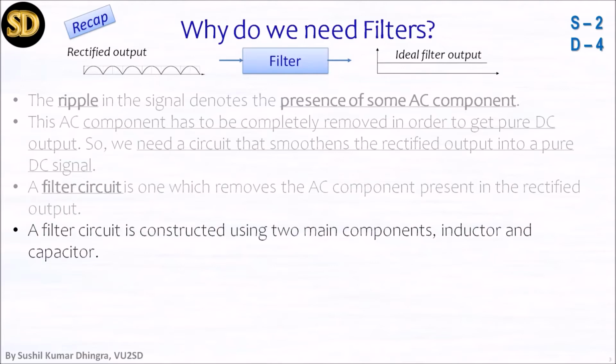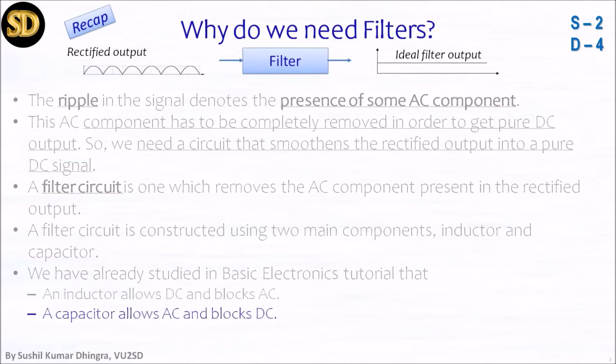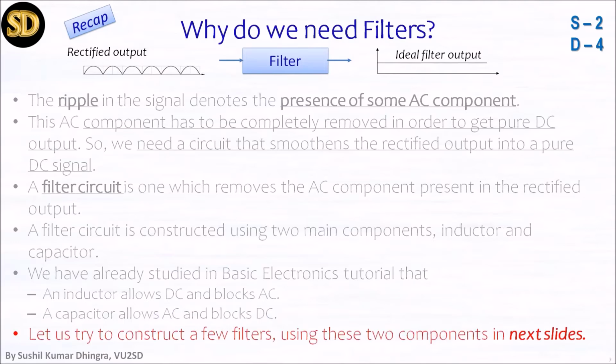A filter circuit is constructed using two main components, inductors and capacitors. Listen carefully. We have already studied in the basic electronics tutorials that inductors allow DC and block AC, and capacitors allow AC and block DC. I am continuing on this point again and again. So let us try to construct a few filters using these two components in the next slides.